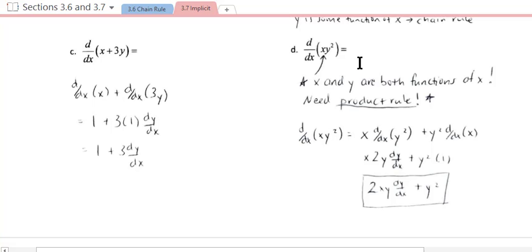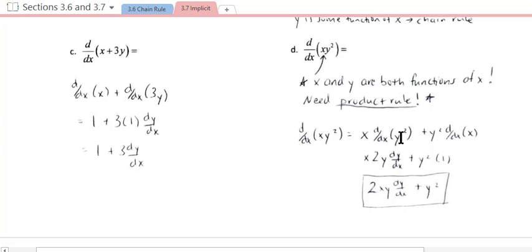One more thing to watch out for is here I have the derivative of x times y squared. Well, both x and y are some function of x. That means I'm multiplying two functions of x together, which means that I need the product rule. That is, the first times the derivative of the second, plus the second times the derivative of the first. And then I go back and I do that.